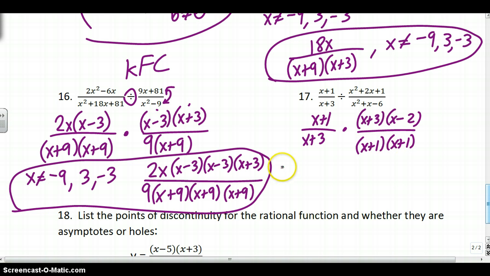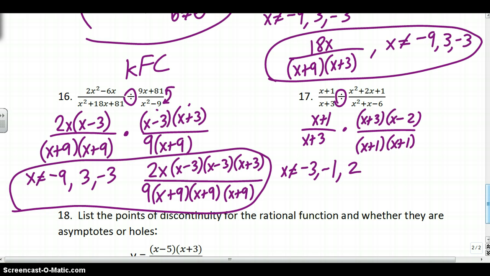So what can x not be? Can't be negative 3 because of this denominator. Can't be negative 1 because of either one of these. And again, because it's division, you have to check the numerator of this second fraction because it was originally in the denominator. So this would be negative 3. We already have that. And this one would be 2. If you didn't check that, you would be missing one of your restrictions.